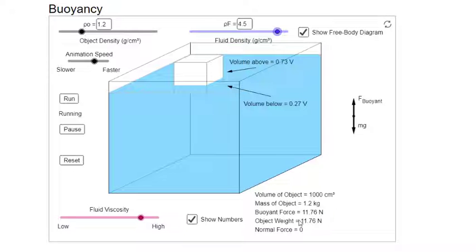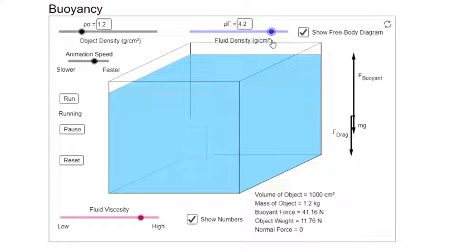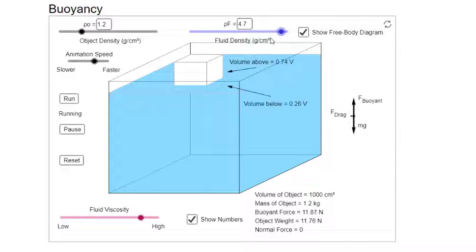We can see this here too. When we decrease the value of fluid density, the buoyant force decreases. It's around 1.9 Newton right now. And if we go to the other edge and increase the fluid density, the buoyant force is almost 11.76.